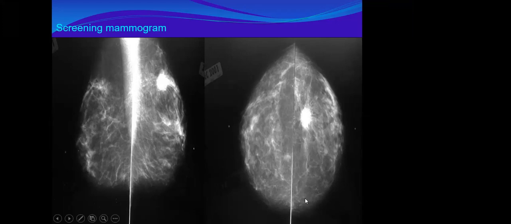It's an area of asymmetry, as it's not appreciated in the other view. It is not seen in the other view. Yes, I think so. There is the same line.